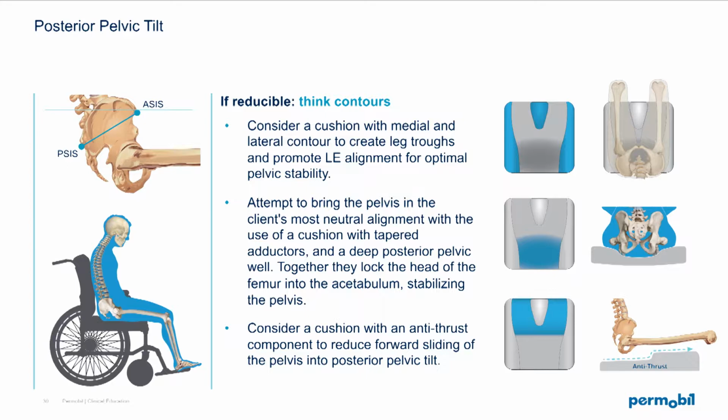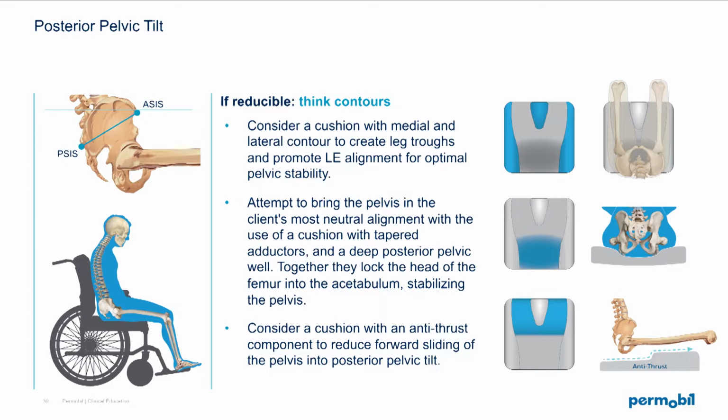If the posterior pelvic tilt is reducible, the key word that I want you to think of is contours, because you want to try to get the posterior pelvic tilt to as neutral as possible and then stabilize it in that posture. So consider a cushion with both a medial, which is this middle piece contour, and a lateral tapered contour, that it's going to create leg troughs, and that's what you're seeing in gray. This is going to be a predetermined leg trough where the lower extremities and the pelvis can sit to create optimal alignment and pelvic stability.